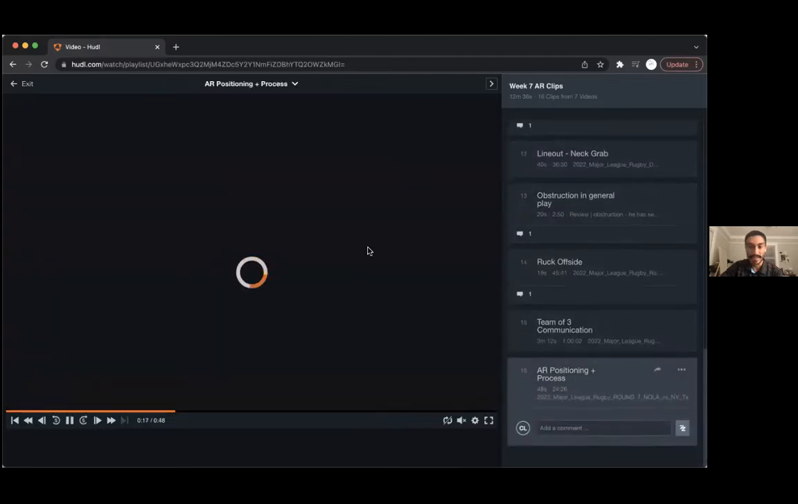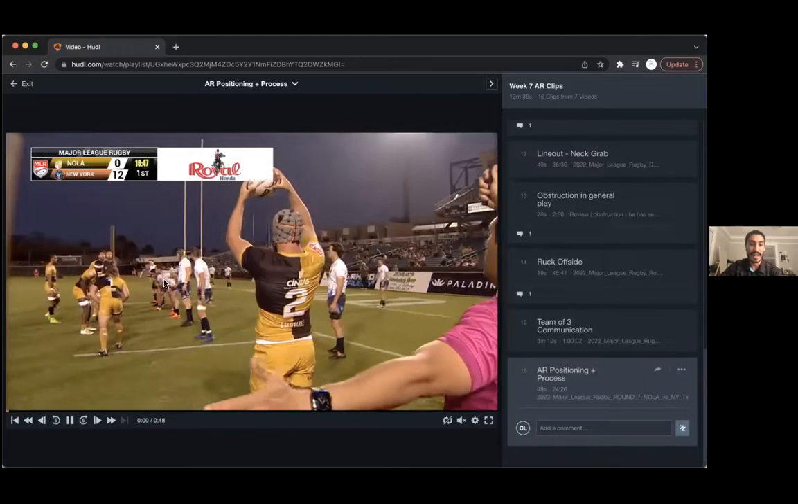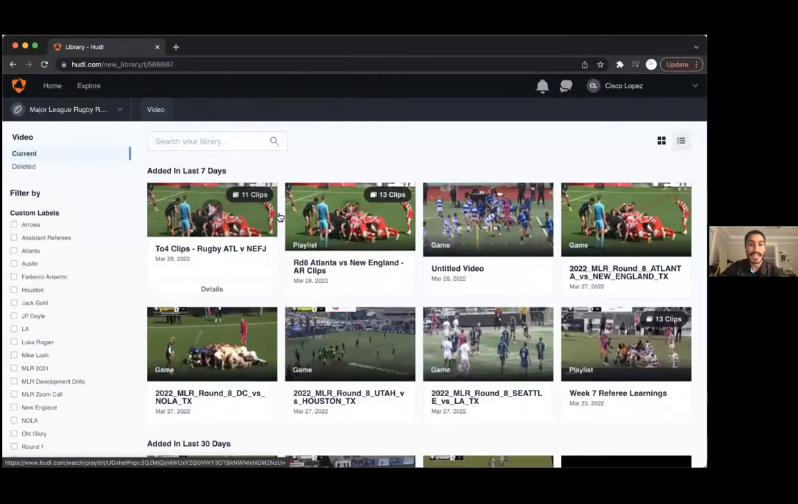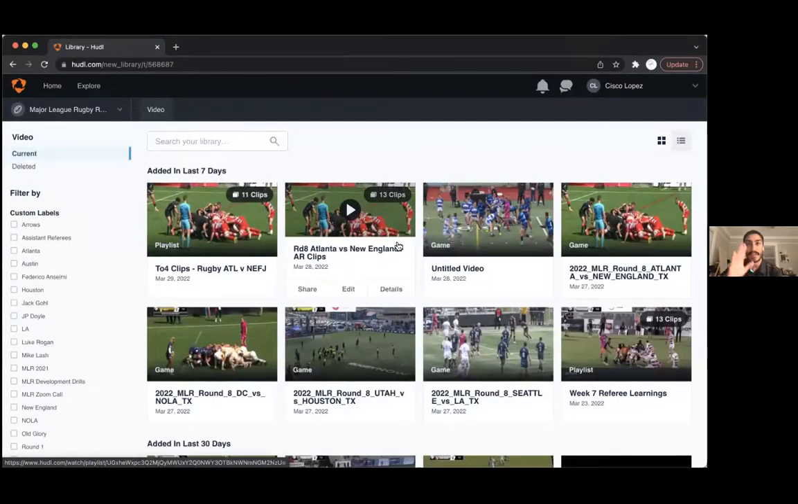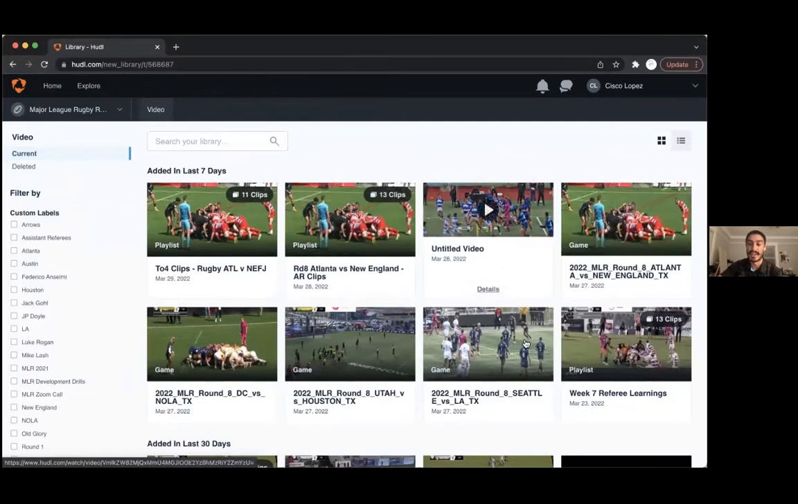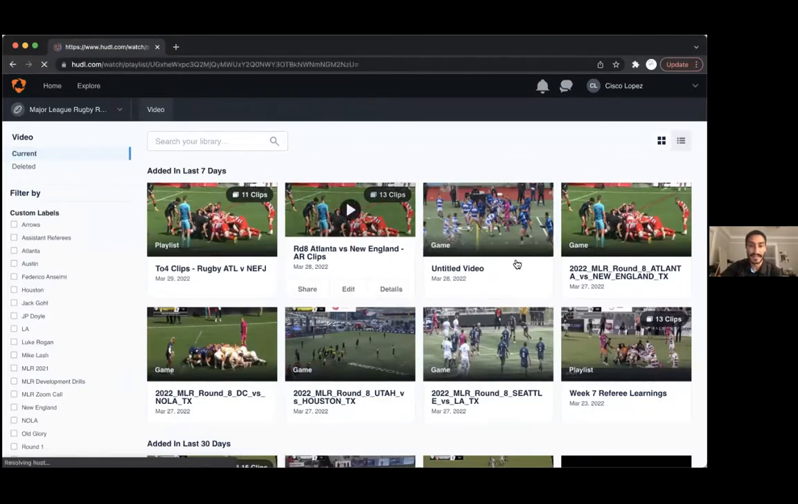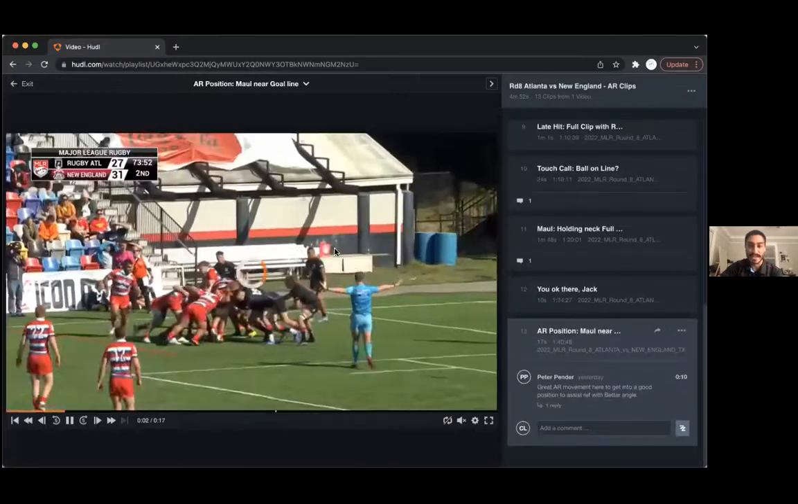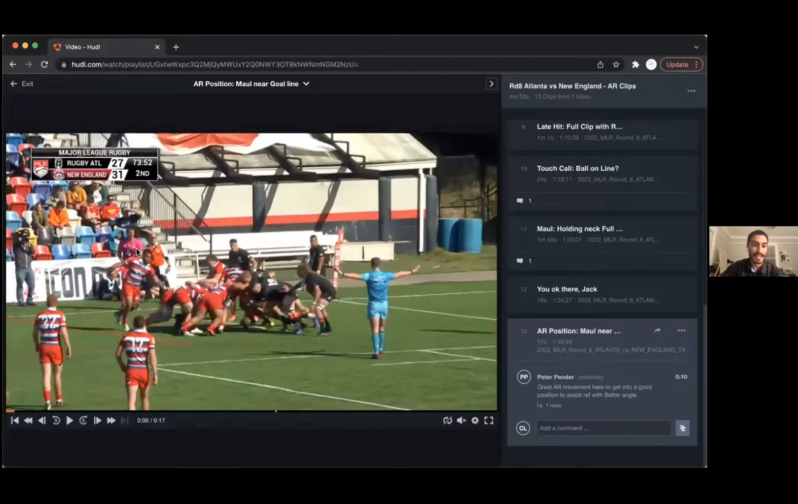Here's a good example of triangulating with the referee. When we say triangulating with the referee, we mean if they're coming in from infield, the AR goes into in goal and gets the reverse side of what the referee has. Here's a really good clip of Dave Edwards getting into in goal once this maul gets momentum and is threatening to go over the line.